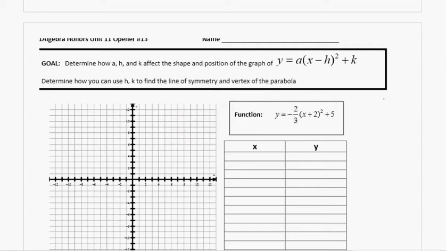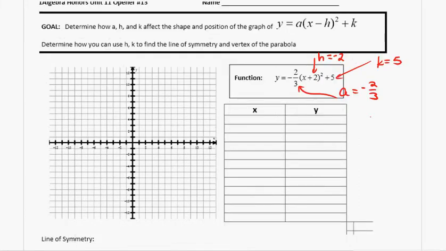This next one looks like we have all sorts of stuff going on, which is good. We have our h value here in the form of -2 because it's x minus h. We have our k value in the form of 5. And we have an a value in the form of -2/3. So what's going on here? Well, first we could probably speculate that our vertex is at -2, 5.